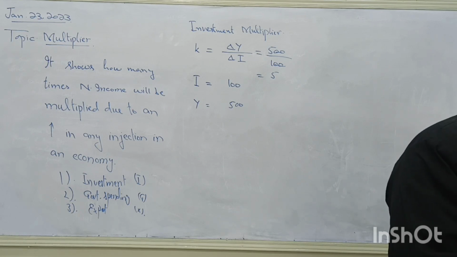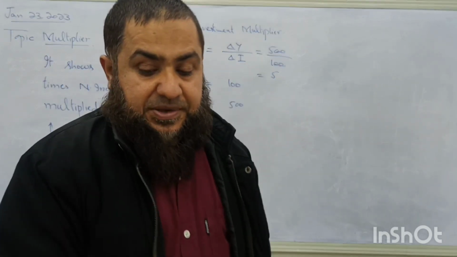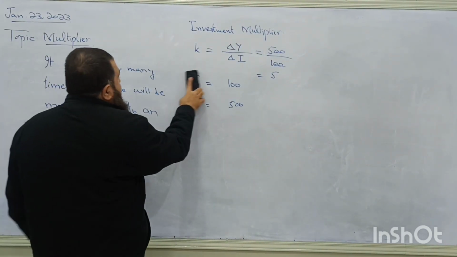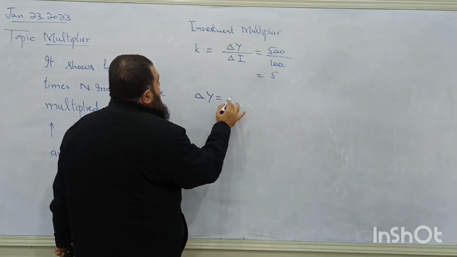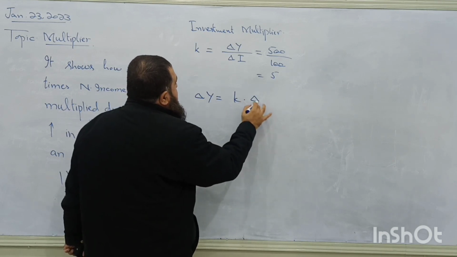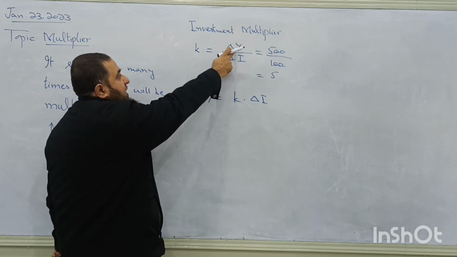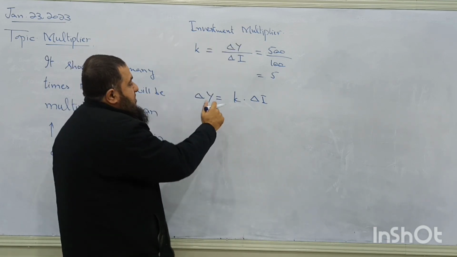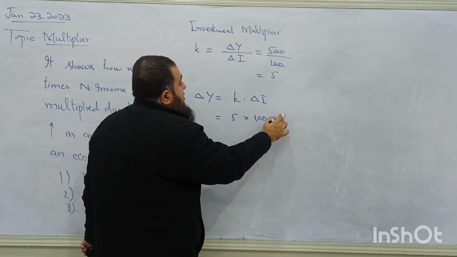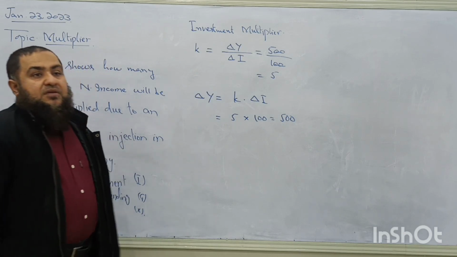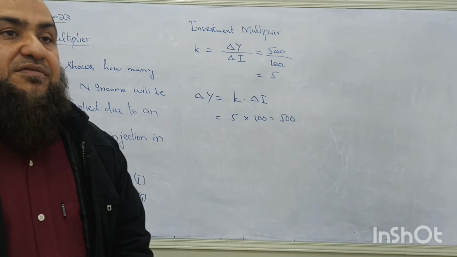The multiplier value is how much? 5. So can I write this equation in this way? I can rearrange this equation: how many times national income will change due to investment. So now K I am writing on this side. I am going to find this value. If multiplier is 5 and investment is 100, national income will change by 5 times. Now how can we find that the multiplier value is 5?